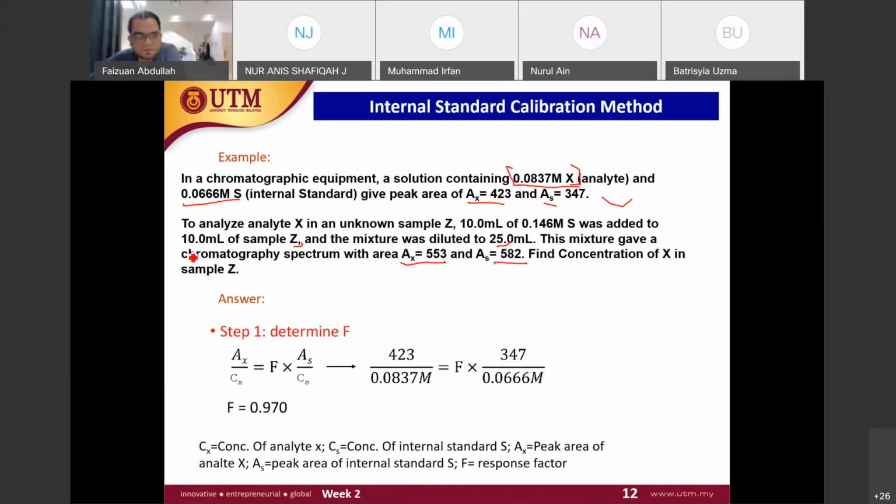The answer, step 1: we determine F first. How to determine F? We use the first solution. We have the known concentration of X and the known concentration of S, the standard. We also have the peak areas. So we use that information to find F. Now we have F.